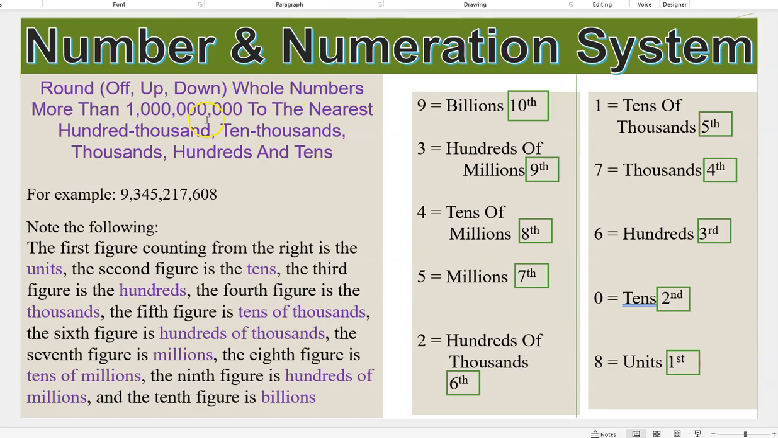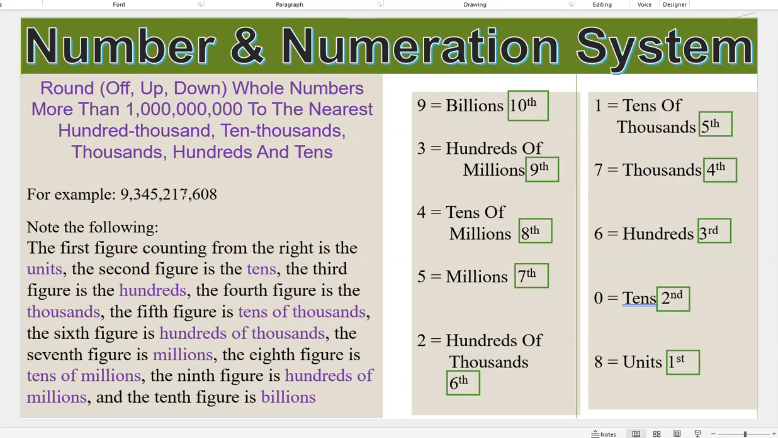Round off up and down whole numbers of more than 1 billion to the nearest 100,000, 10 thousands, hundreds, and tens. Now, for example, we have 9,345,217,608. Now, note the following. The first figure counting from the right is called units. The second figure is tens. The third figure is hundreds. The fourth figure is thousands.